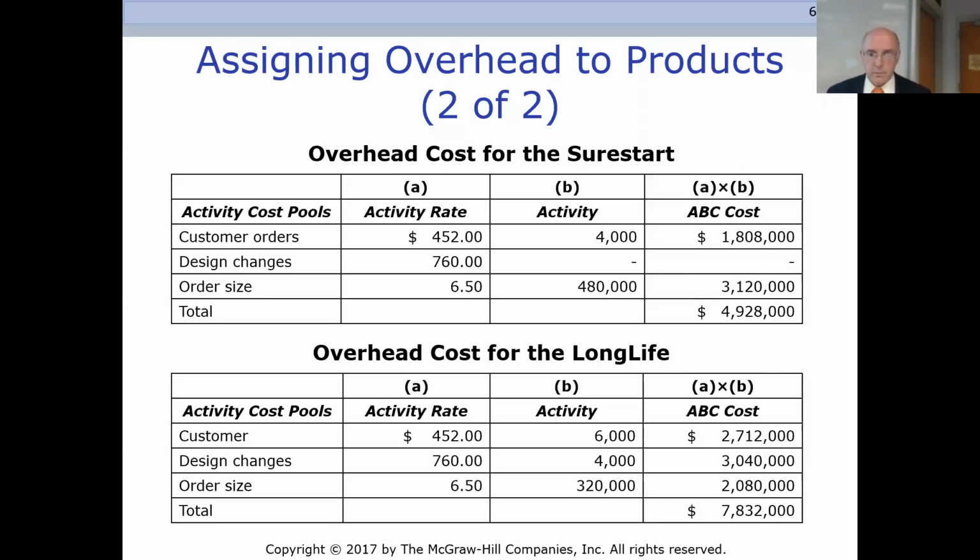What do we do with that? Or those? The 4,928,000 and the 7,832,000, what do we do with those? Yeah, we would add those. Remember, we had the direct cost. How many categories of direct costs are there in this example? These are 3. Yeah, direct material, direct labor, and then delivery costs or whatever it was.